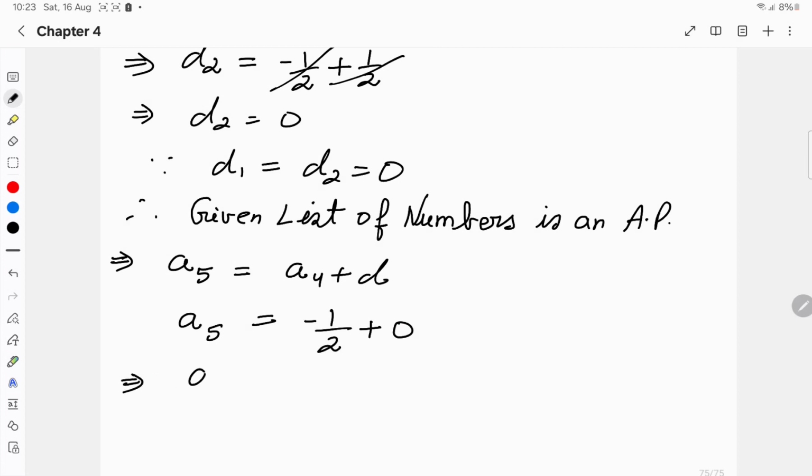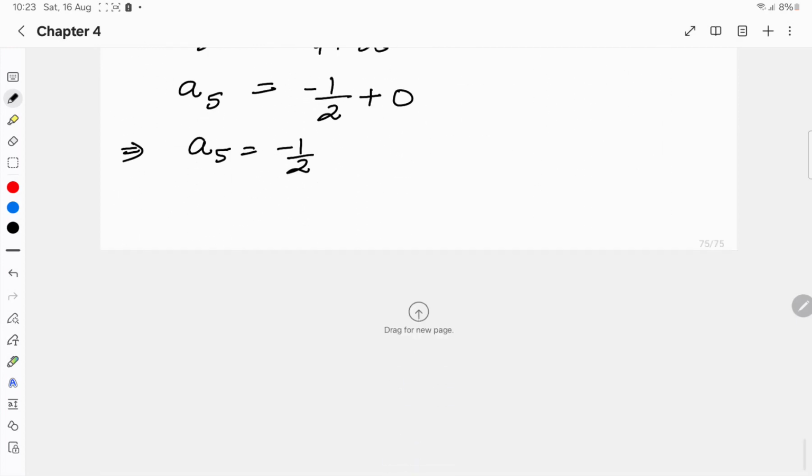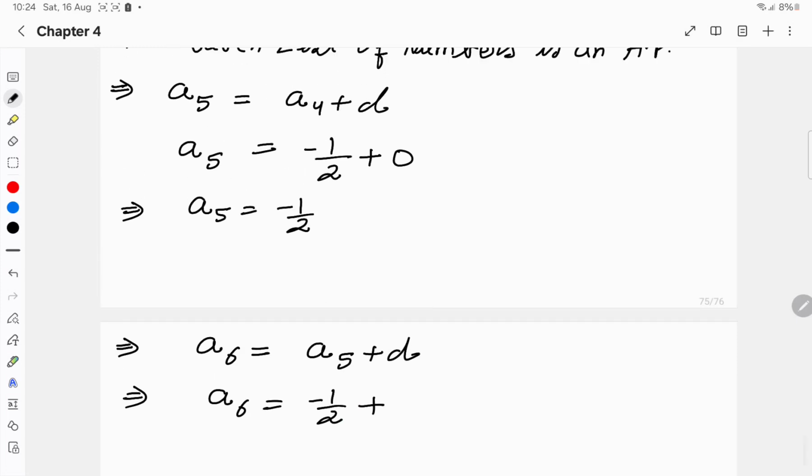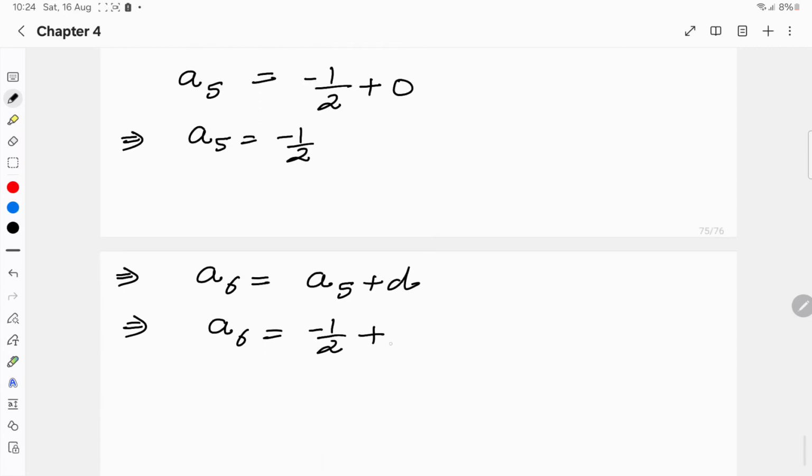तो ये A5 की वैल्यू हो गई हमारी -1/2. Now we have to find out the value of A6. A6 की वैल्यू के लिए क्या करेंगे हम? A5 में D की वैल्यू को ऐड करते हैं. A5 की वैल्यू होगी -1/2 और D की वैल्यू है हमारे पास में 0. तो ये हो गया आपका A6 की वैल्यू भी -1/2 आ गई.